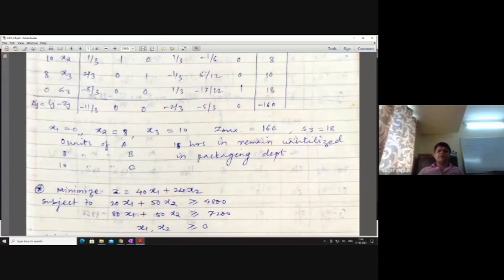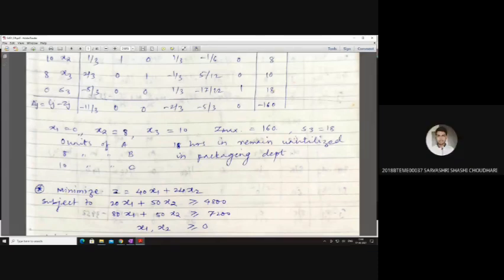Then they asked whether any of the capacity is unutilized. Yes, in the packaging department, capacity is unutilized. How much? As S3 is equal to 18, 18 hours remain unutilized in the packaging department. What else is asked in the question in the book? Has the question been made clear or not? Tell me.